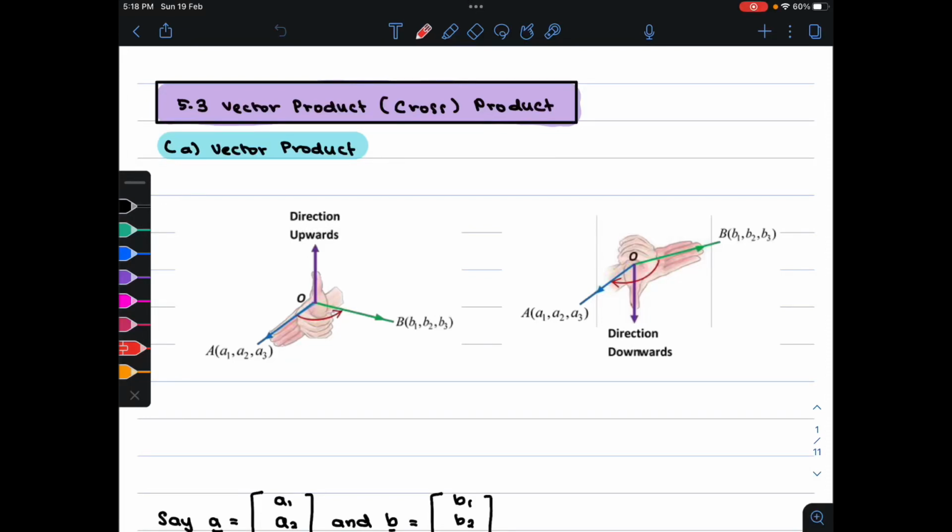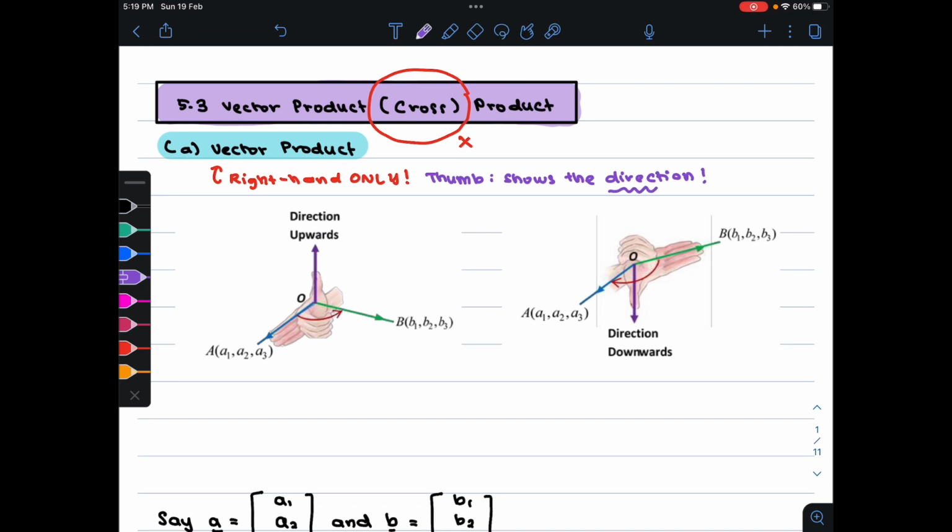5.3 is vector product or cross product. So we'll be using the cross symbol. And to do that, we need to use our right hand only, where the thumb of your right hand will show the direction of the cross product. So let's look at the first picture right here. Ignore the image of the hand.